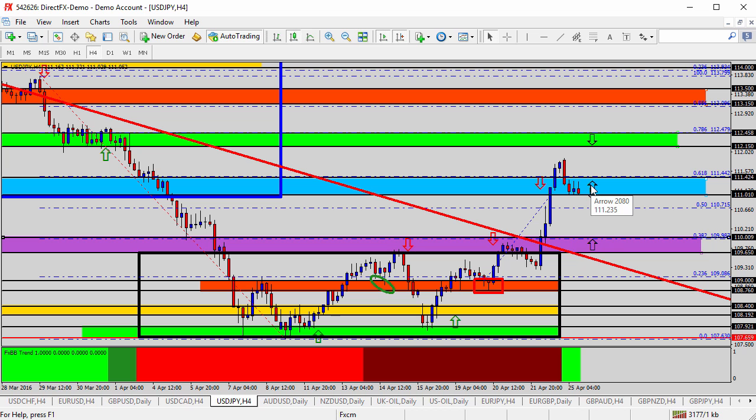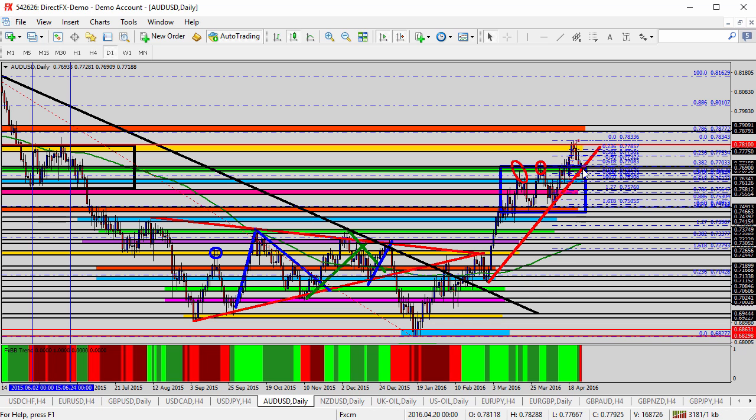If it stays above 111, we're going to target back to the 112s for the US yen this week. Moving on over to the AUDUSD, significant pullback over the past 3 days or so. Wednesday, Thursday, Friday, significant pullback. Now we're into support. We studied this, and we'll look at it again in the trade room later today.